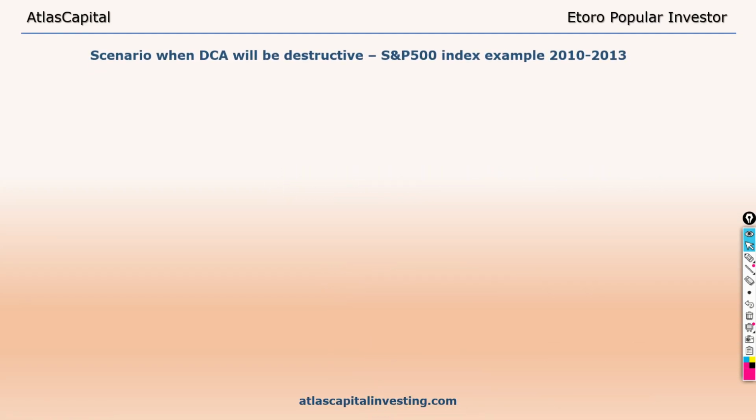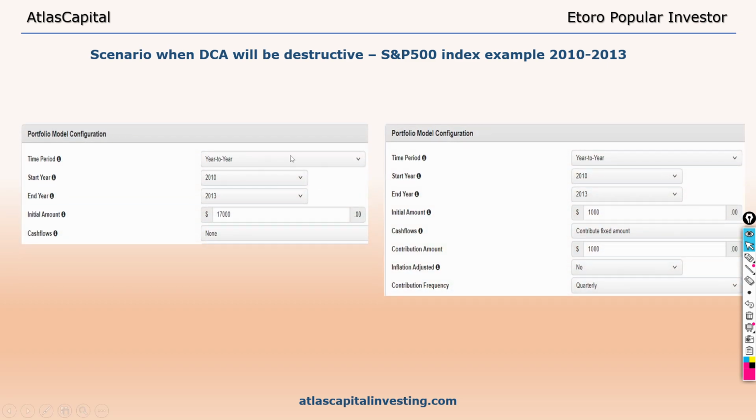Now we will have a look at the second example, when DCA was actually destructive to our portfolio. That's for the period from 2010 until 2013. And again, we invest in the S&P 500: 17,000 at the beginning of 2010, and for the second scenario it's 1,000 quarterly, with an initial amount of just 1,000.